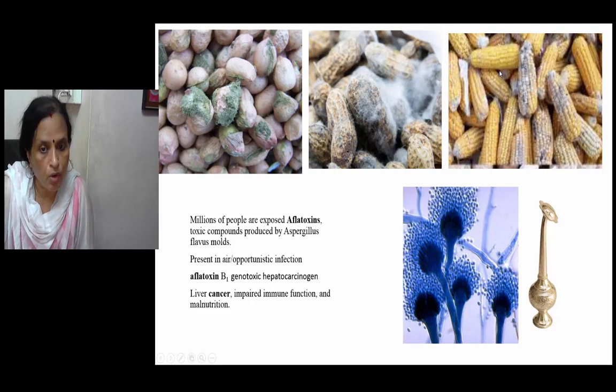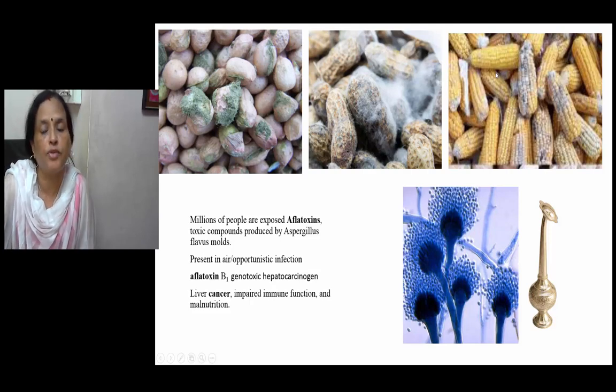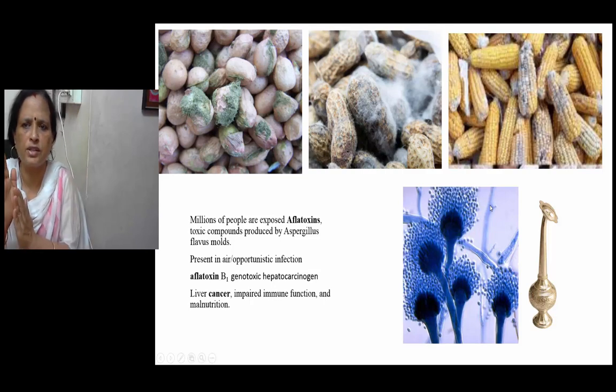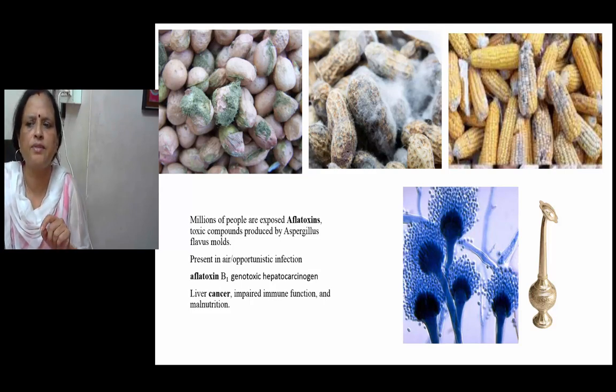In addition, it also causes impaired immune function and malnutrition, and immunocompromised people are prone to this. So this is how the fungus appears microscopically. Can you make out these hyphae? They are septate and branching. There's a small branch you can make out here. The branches are at acute angles. They are septate. And the fruiting body is very well shown here.